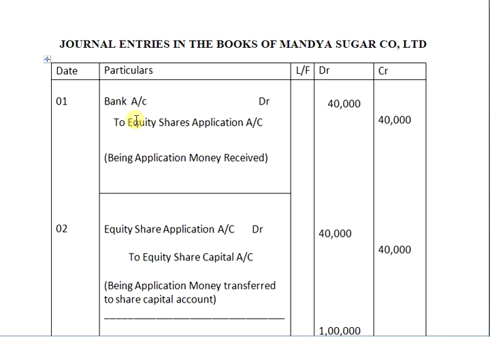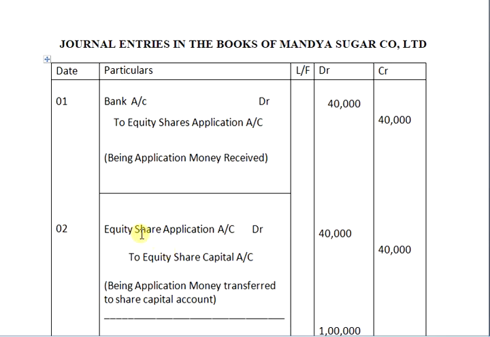When we are receiving the application amount, what happens there? Bank account debit to equity share application account, being application money received. We are receiving the amount, so we are debiting the bank. 20,000 shares we are giving at rupees 2, so it becomes how much? 40,000. Again, that received application amount will be transferred to the equity share capital account.